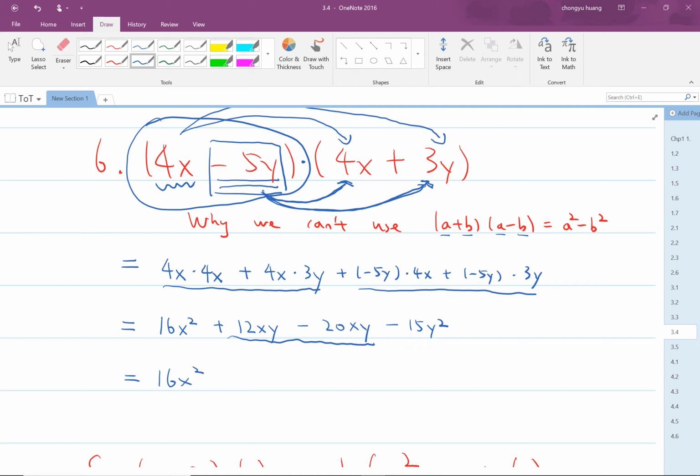So 12xy minus 20xy is actually negative 8xy, and then we have minus 15y squared, right? So now we get the solution for this question, which is 16x to the power 2 minus 8xy minus 15y squared, right? Okay.